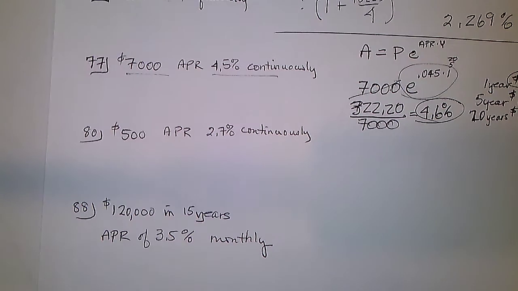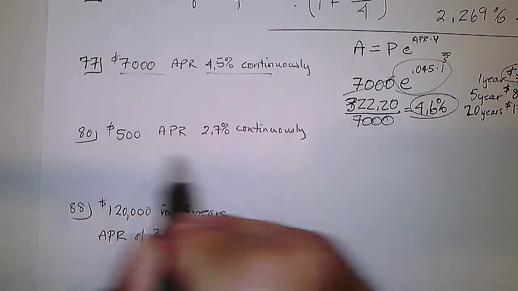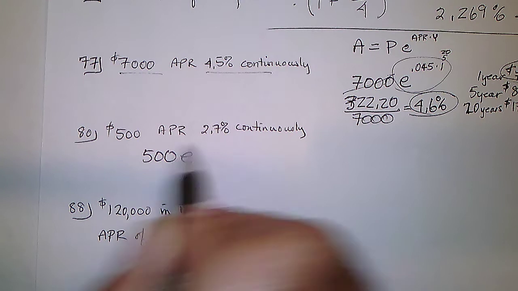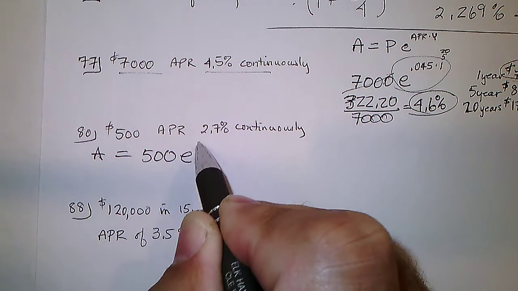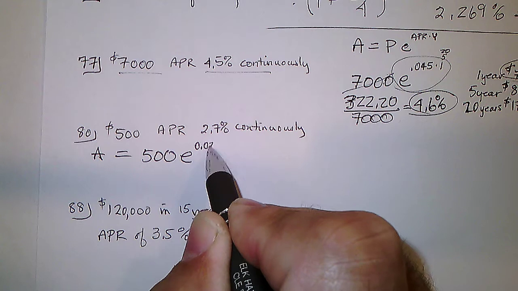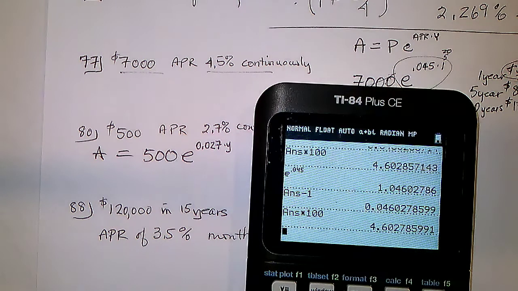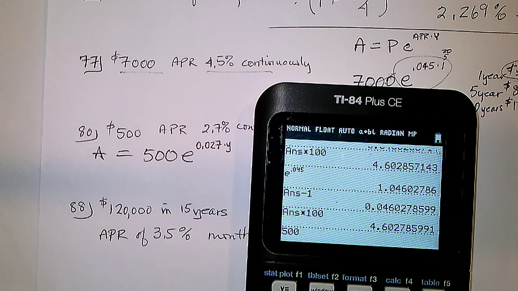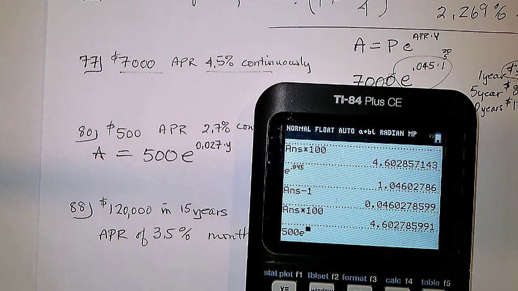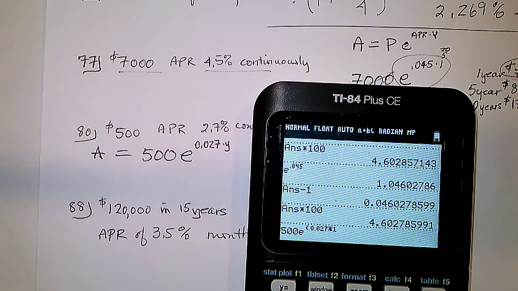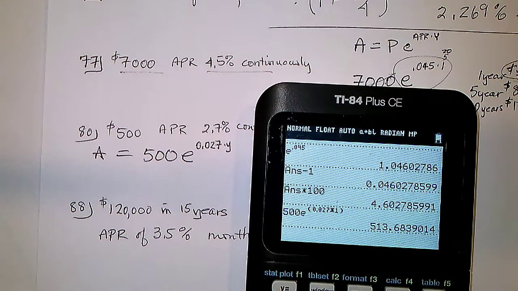80. Supposed to do the same kinds of things. So we're going to have 500, e to the, the amount after some time would be 500 e to the 0.027 times the number of years. So we're going to have 500 e to the, parenthesis, 0.027 times 1 for 1 year, 513.68.